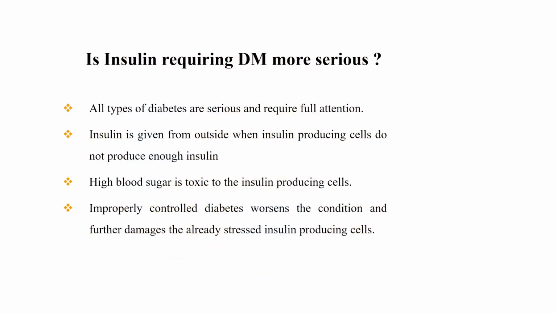Is insulin-requiring diabetes mellitus more serious? All types of diabetes are serious and require full attention. Insulin is given from outside when insulin producing cells do not produce enough insulin or there is an absolute deficiency. High blood sugar is toxic to the insulin producing cells in improperly controlled diabetes, so some compliance must be followed by patients. If it is not properly controlled, diabetes worsens the condition and further damages the already stressed insulin producing cells. That's all on diabetes mellitus.